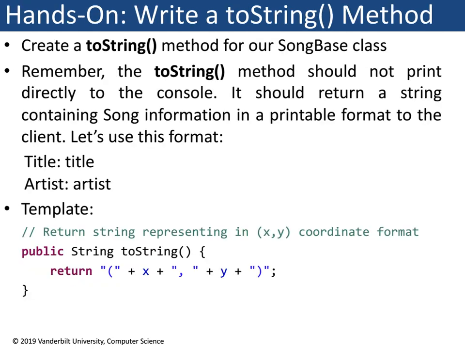So now we're going to go to our song base class, and we're going to add a toString method, and this toString method should print out title colon title. So this will be the string title colon followed by a space, and then the value which is stored in the title instance variable. And then we'll put two spaces in between and print artist colon, and then the value stored in the artist instance variable.